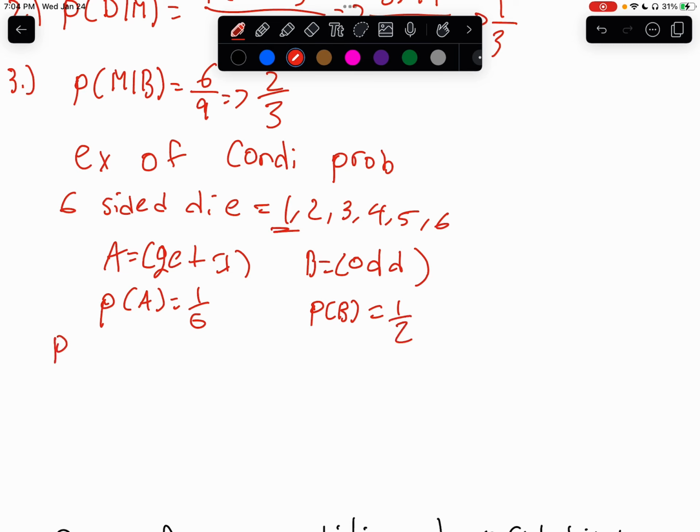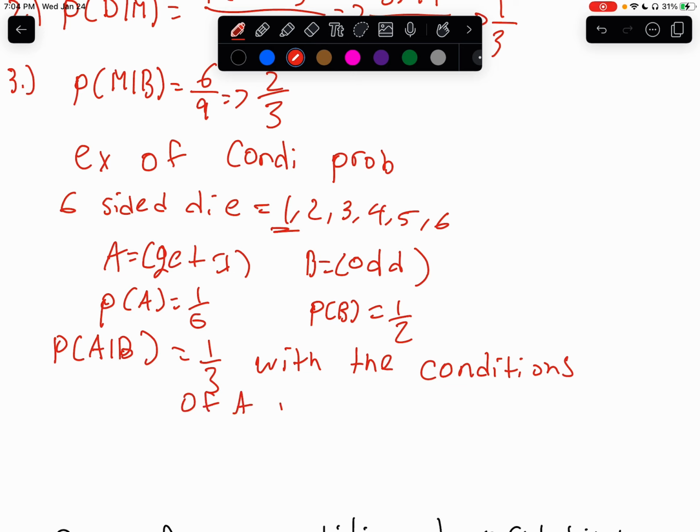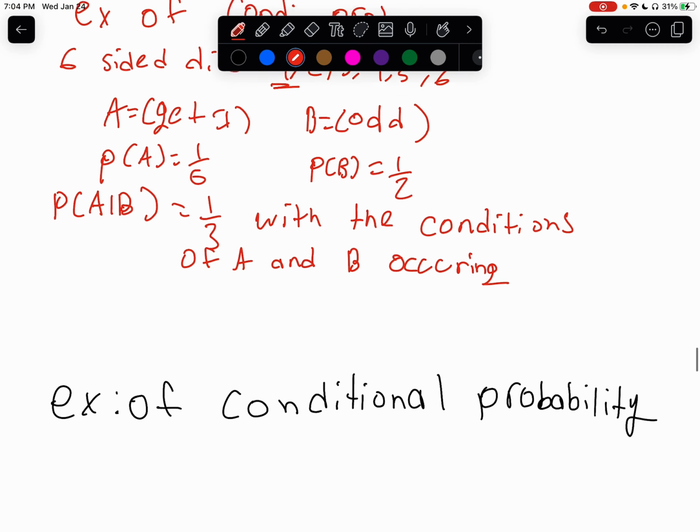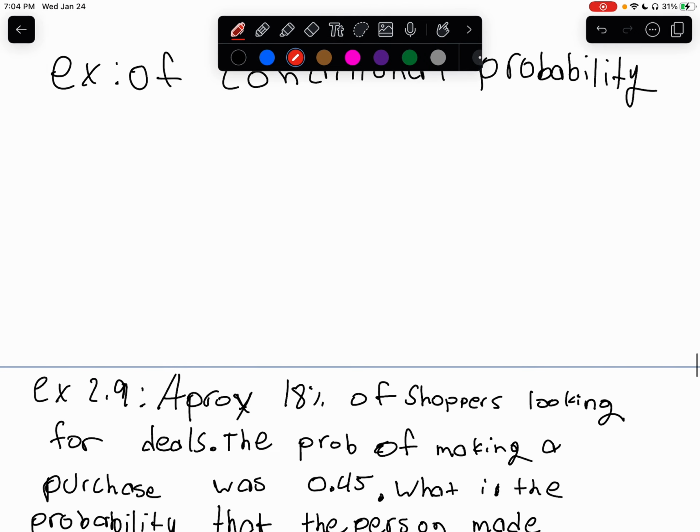If we do the probability of A given B, so A occurring given that B has already occurred, we can do this as 1 over 3, with the conditions of both A and B occurring. All right, so as we move down to our next part, we'll do another example of conditional probability.